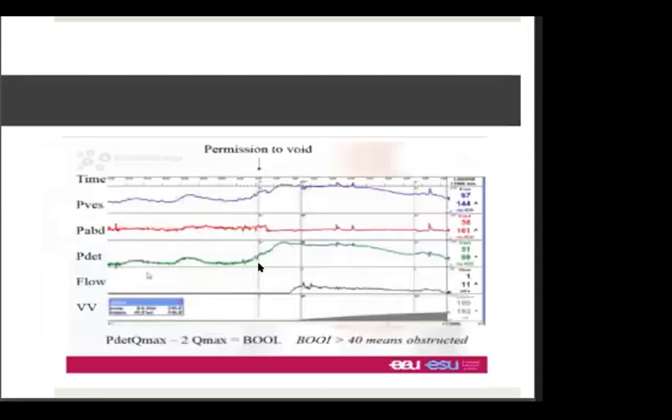So this is an example of bladder outlet obstruction. It shows that the PDET at Qmax is 87. Dito siya, ito yung Qmax, PDET at Qmax niya, 87. So minus 2 times 7, that is 40 or more. So it means obstructed yung patient na to.